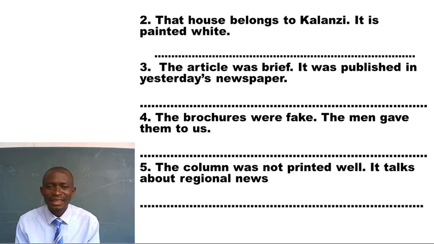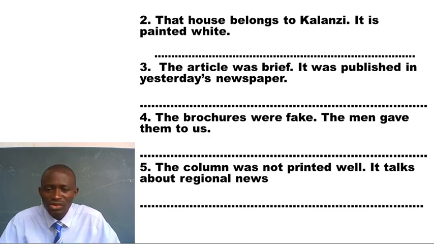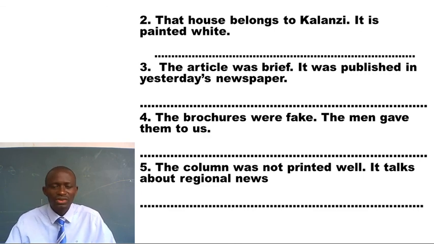Number two says, that house belongs to Kalanzi. It is painted white. Number three: the article was brief. It was published in yesterday's newspaper. As simple as that, the numbers are very few. Number four says, the brochures were fake. The man gave them to us. Number five says, the column was not printed well. It talks about regional news.